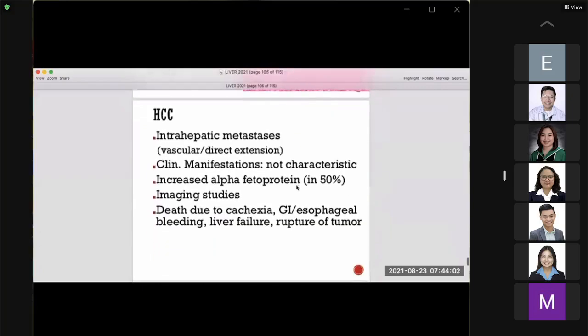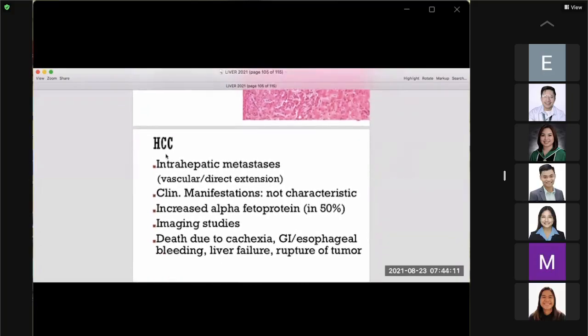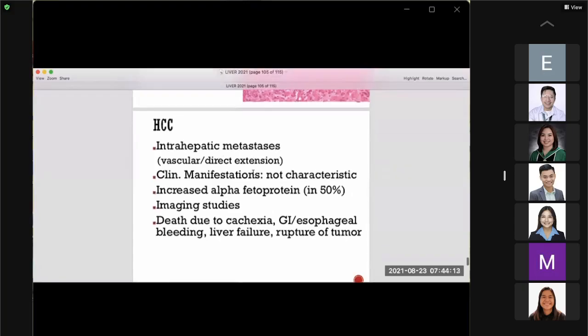No? So the reason for the multifocality, I would think, is because of intrahepatic metastasis. No? So it could be in the form of vascular or direct extension. No? The clinical manifestation is not really that characteristic. No?